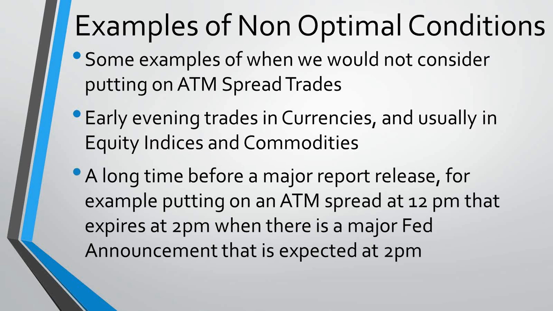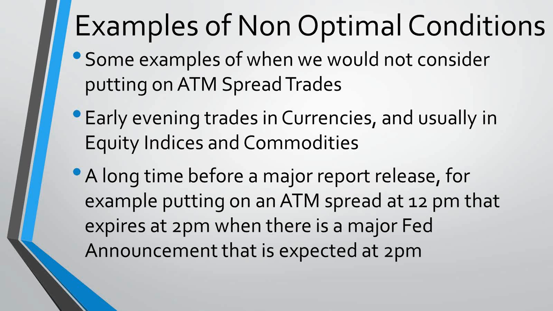A long time before a major report release. For example, putting on an at-the-money spread at 12 p.m. that expires at 2 p.m. when there's a major Fed announcement expected at 2 p.m. Why? Because generally the market is going to get quiet.